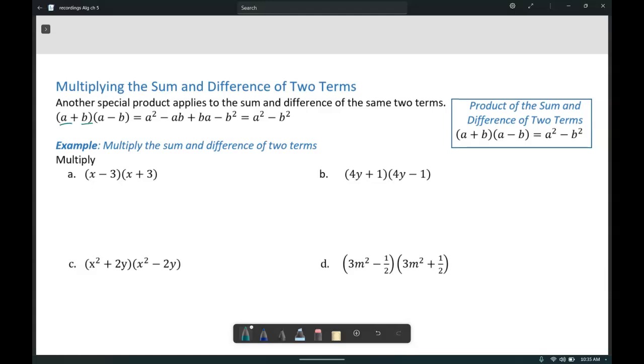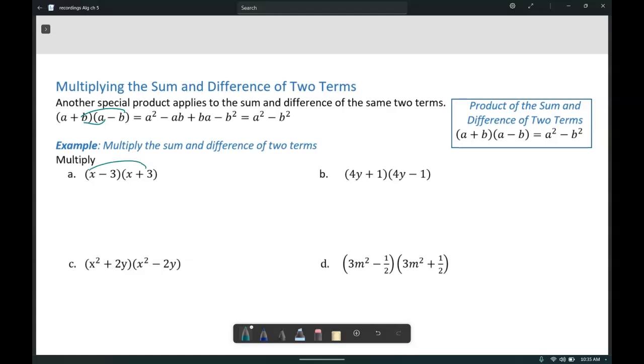If we have the same two terms in our binomial, but we're adding one and subtracting the other, when we apply our distributive property, what happens is the multiplication of a times negative b and b times negative a cancel out. And so all we're left with is a squared minus b squared. So as long as we notice that we have that pattern, then we don't need to worry about the second or the third multiplication because they're going to undo each other.